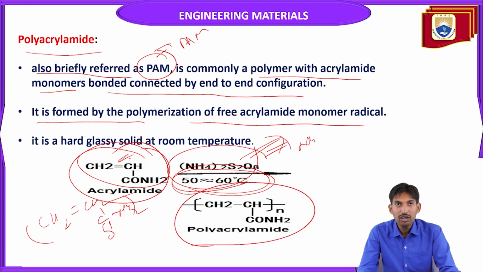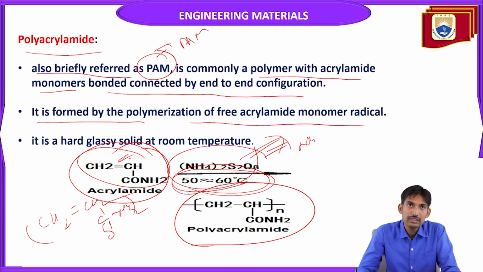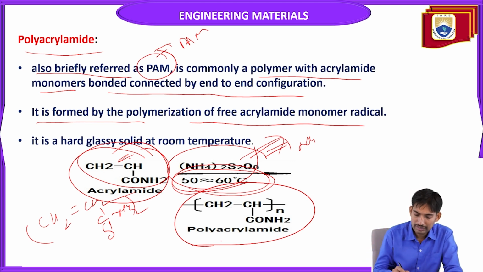See how we can prepare polyacrylamide. The polyacrylamide is nothing but the polymer of the monomer acrylamide. The acrylamide monomer undergoes polymerization in the presence of the catalyst ammonium persulfate, (NH4)2S2O8, at a temperature of 50 to 60 degrees centigrade. It forms polyacrylamide.